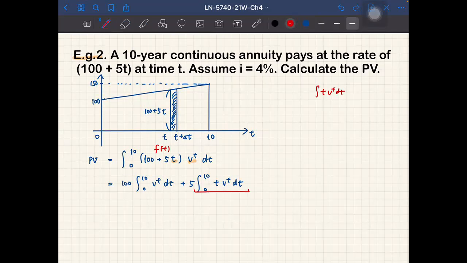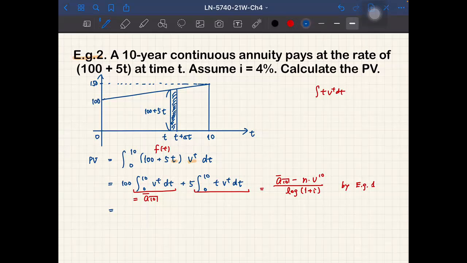And from example 1, this becomes a bar angle 10 minus n times v to the 10th power divided by delta, where delta is the log of 1 plus i, by example 1. Also we can see that this quantity is the continuous annuity. So this is by case 1 equal to a bar angle 10. So this is case 1.